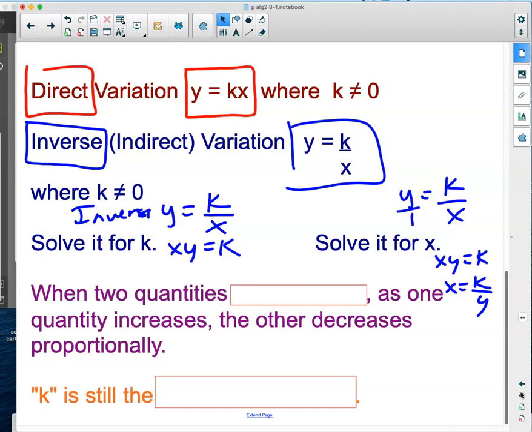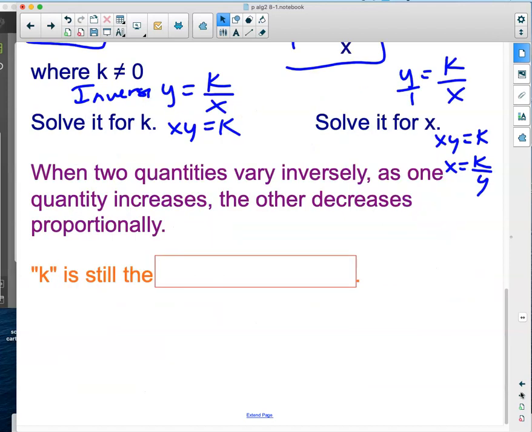It has division. Now, we like equations that say y equals. So we're going to stick with this one right here. y equals k over x. And that's because we're used to that. When you think about slopes and all of that, that just made more sense. Now, when two quantities vary inversely, as one increases, the other decreases. And like it says, proportionally.